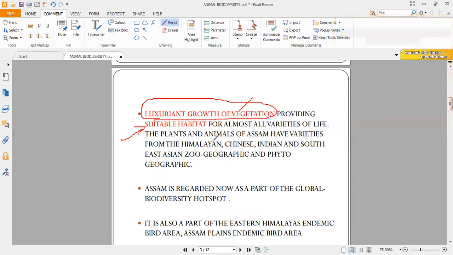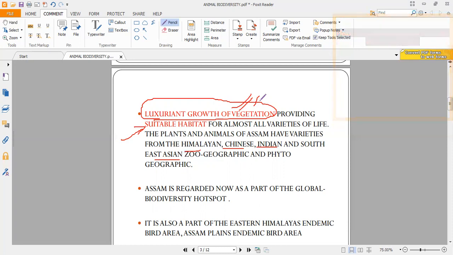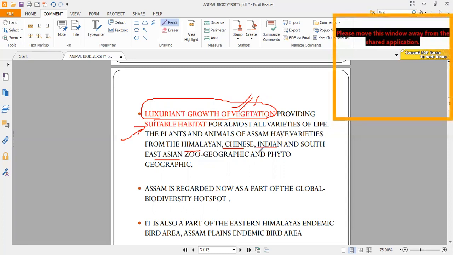So in Assam, we can find a variety of animals. The animals that we can find in the geographic regions of Himalaya, China, India and Southeast Asia are also seen in the state of Assam. Since our vegetation, that is the forest areas, is well supported by the climate, this forest provides a suitable habitat for the different types of animals. In the different forests, along with wildlife sanctuaries and national parks as protected forests, we can find them in different parts of the state. In these areas, this luxuriant vegetation supports the different types of animals.